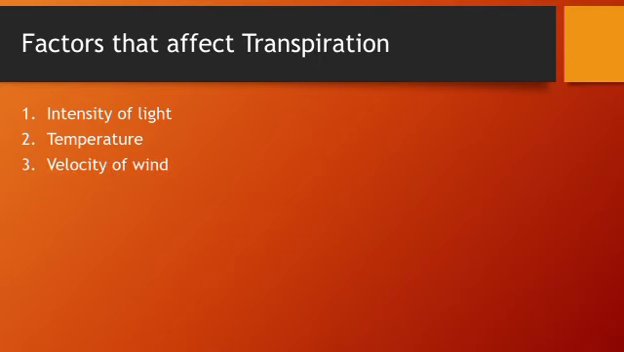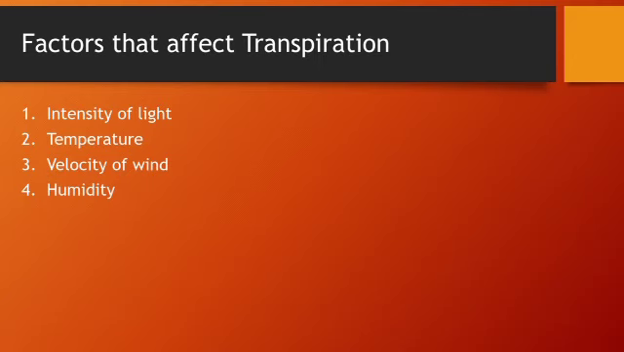Velocity of wind. When the velocity of wind is more, the transpiration rate also increases. How? Because when the velocity of wind is more, it will carry away all the moisture present on the upper surface and the lower surface of the leaf. The space becomes like a vacuum, and that can lead to more and more evaporation of water.